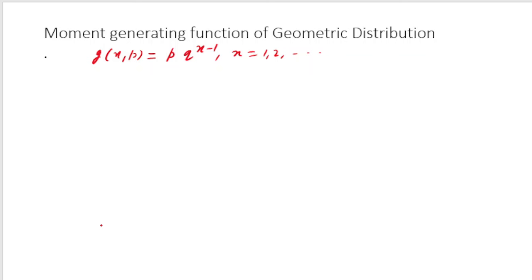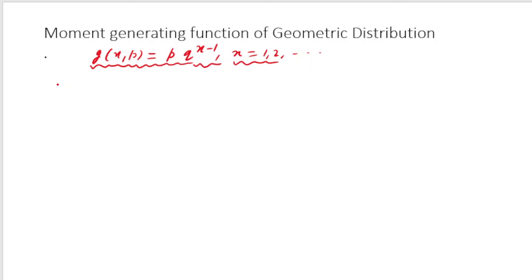Okay, so first of all, what is the probability distribution in case of geometric distribution? It is given by g(x) = p q^(x-1), and x can take its value from 1 up to infinity. For detail, watch the other video which I already have uploaded.